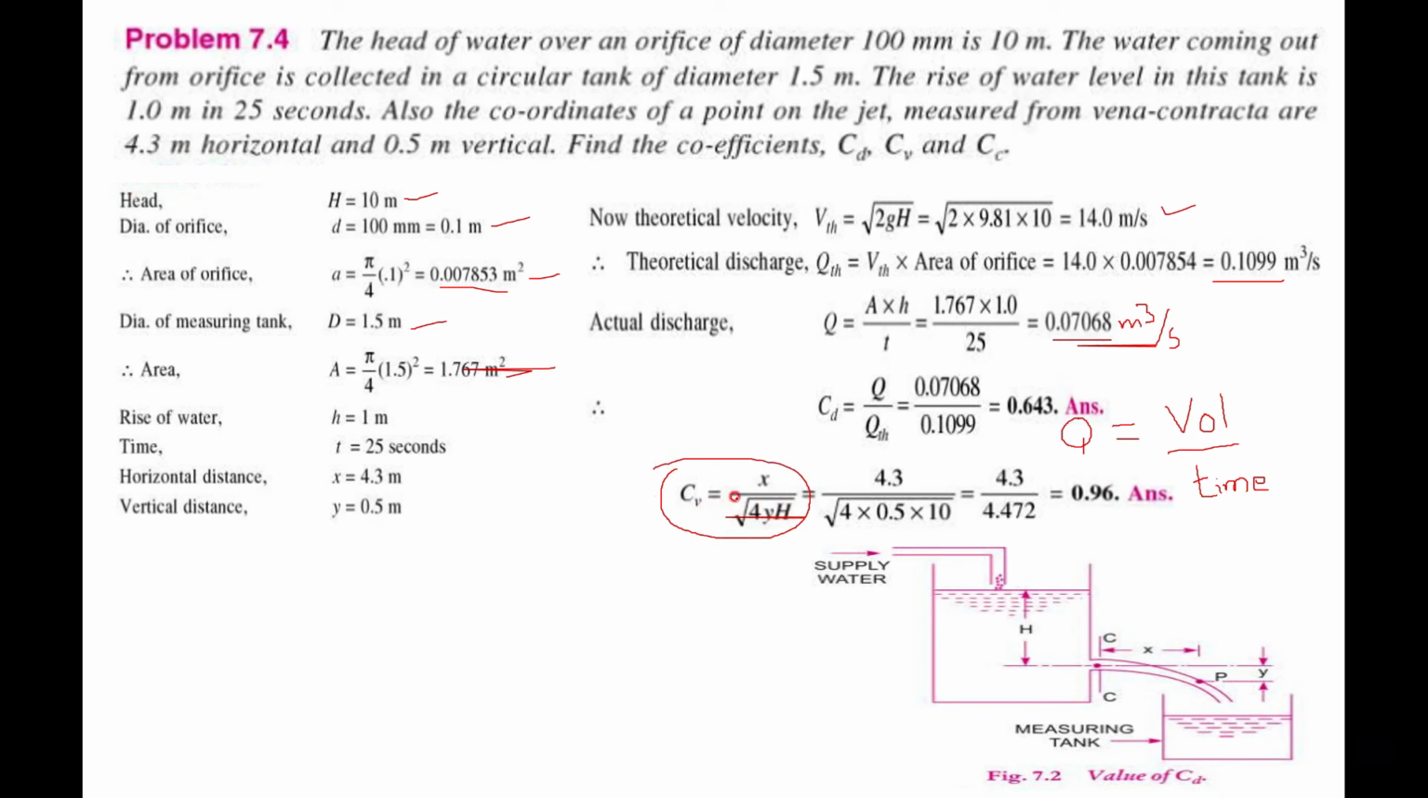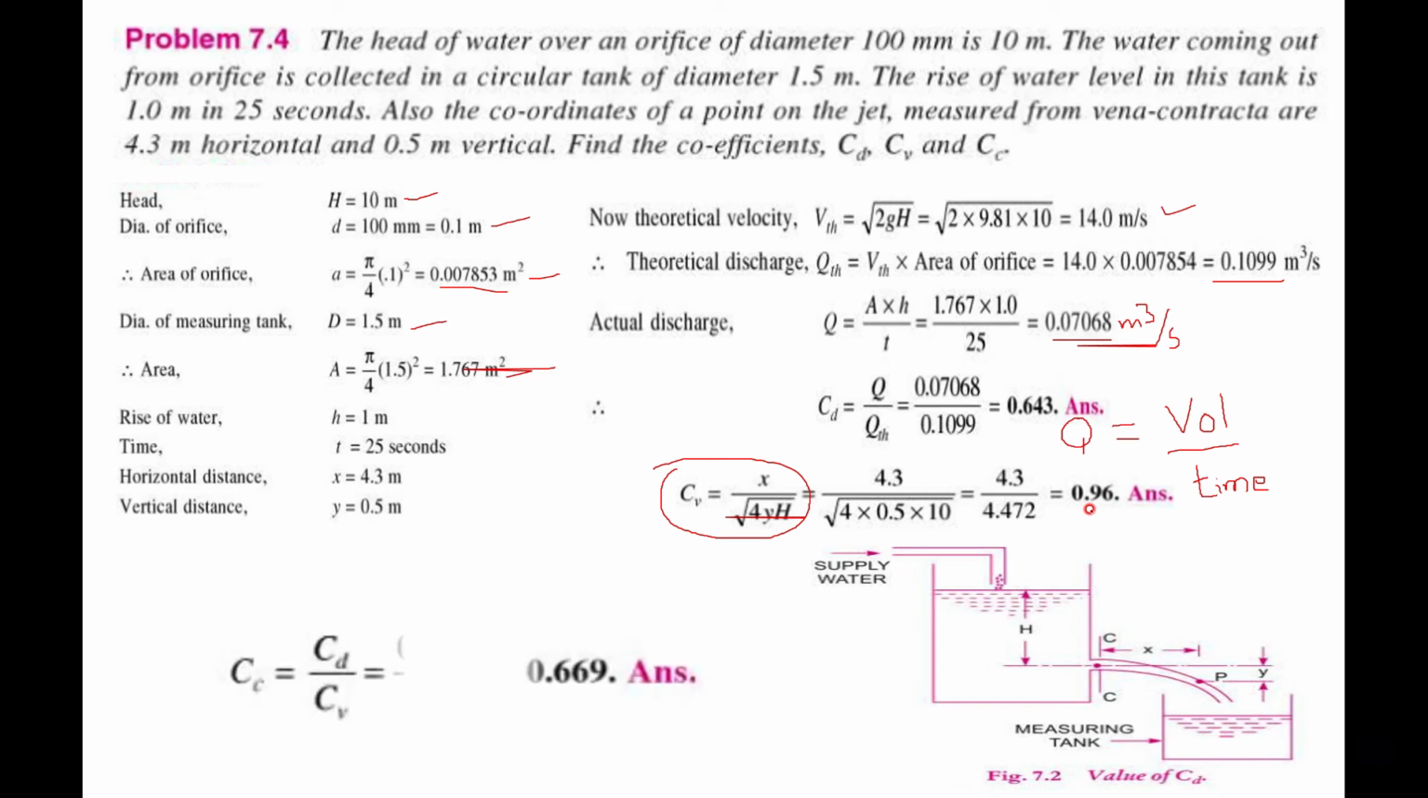So CV is equal to x divided by root of YH. So x is also known, y is also known, h is also known. Substitute all the values here, then this divided by this gives us 0.96. This is the coefficient of velocity.